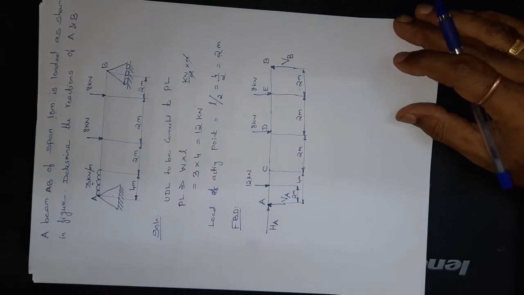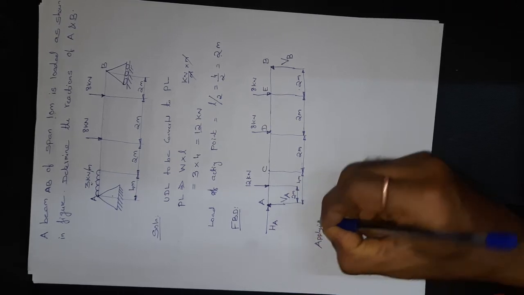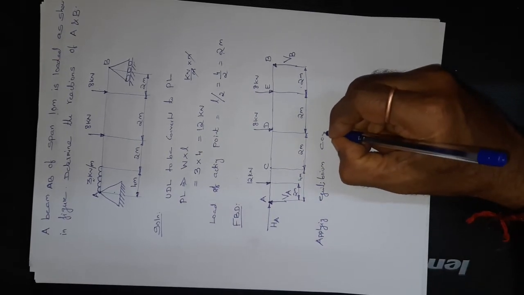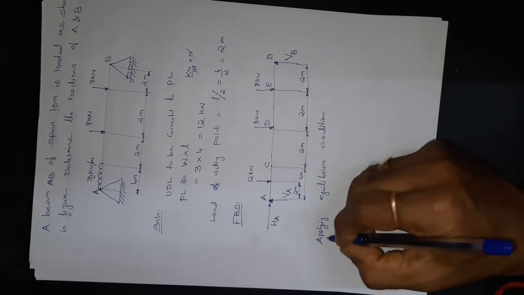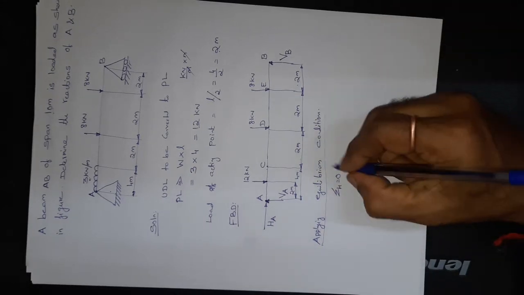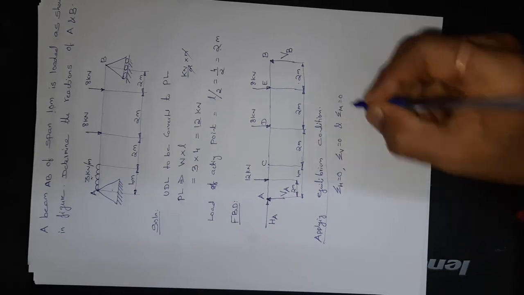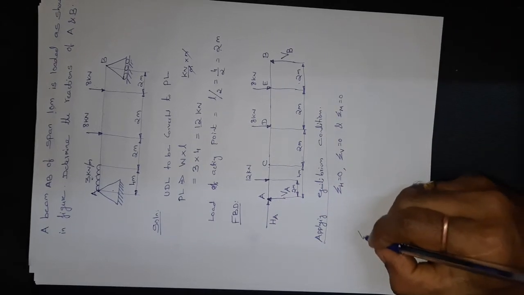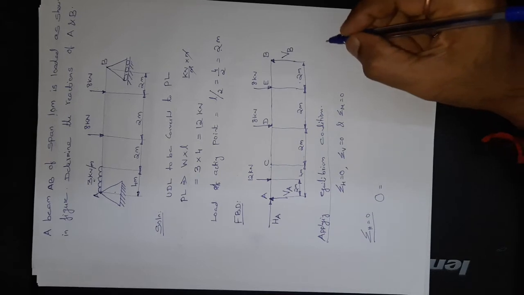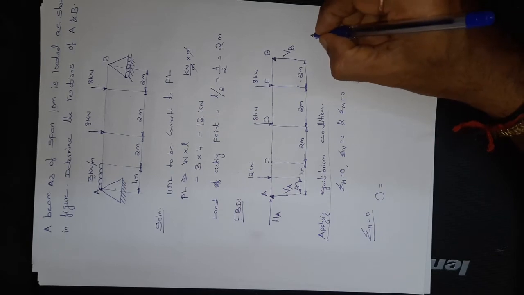Now I'm going to apply the equilibrium conditions. What are they? Summation H equal to 0, summation V equal to 0, and sum of moment equal to 0, isn't it? Let me resolve the horizontal forces first. Before that, let me draw the quadrant for your better understanding of where the positive sign and where the negative sign is.